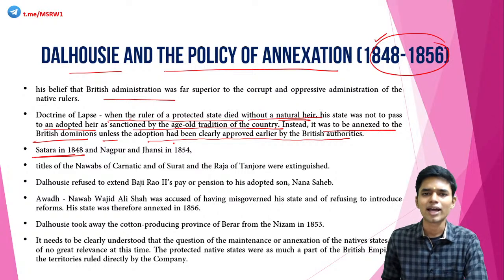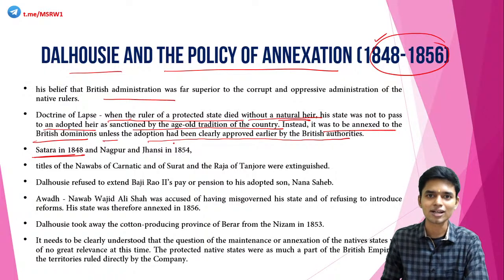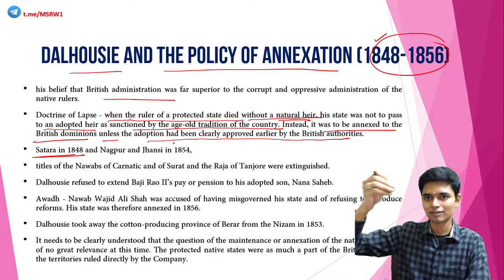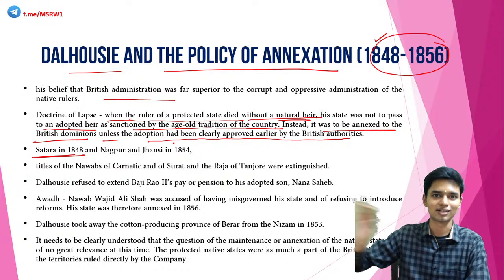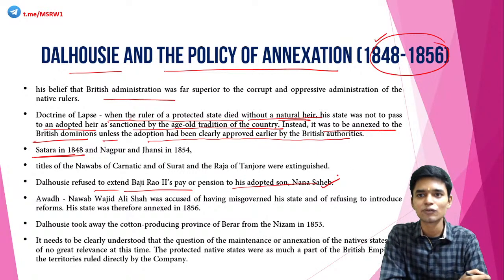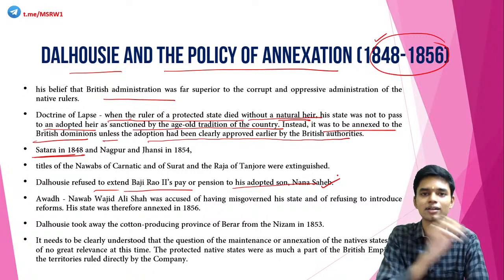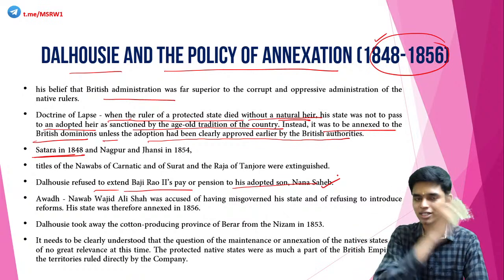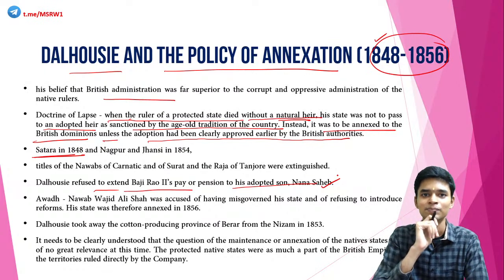Dalhousie also did not like the idea of keeping the titles of the Nawabs of Carnatic and the Raja of Travancore, etc. So he abolished a lot of Indian titles also. By abolishing those titles, he de-recognized all these Rajas. Clear? Similarly, Dalhousie refused to extend Bajirao's pension to his adopted son Nana Sahib. When we study the 1857 revolt, we will know that Nana Sahib also entered the revolt because the British treated him badly. The British did not grant him the pension of his father, Peshwa Bajirao II. That is the reason why Nana Sahib participates in the 1857 revolt. This also was Dalhousie's doing.